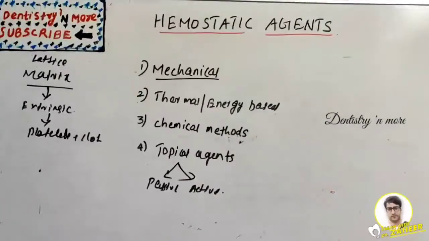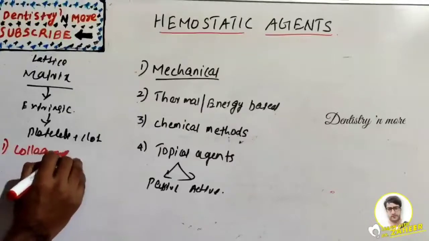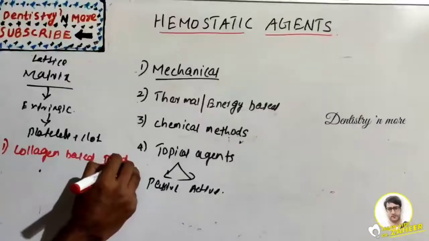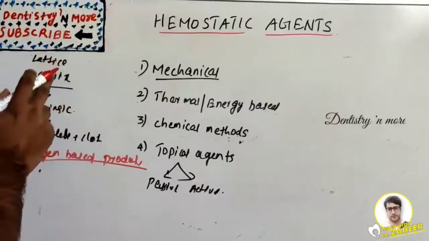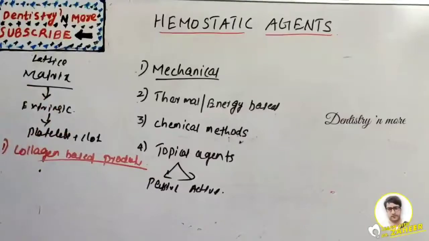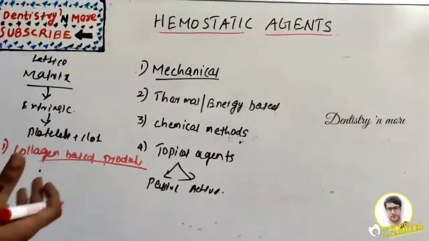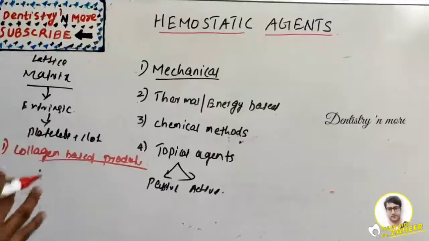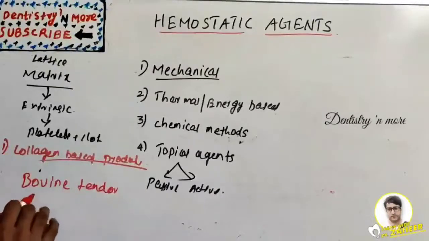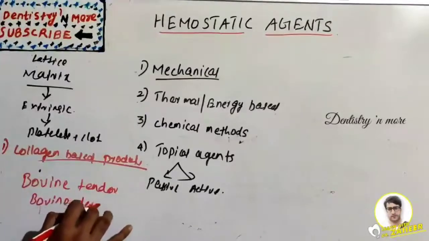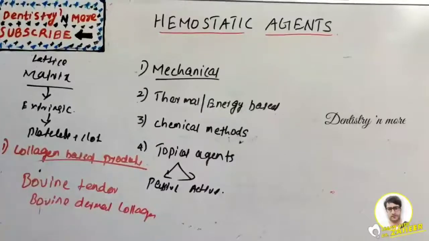So we have the first one, collagen based products. These products are activated on contact with bleeding, and they provide a stable matrix for clot formation, which enhances platelet aggregation, degranulation, and release of clotting factors. They are basically derived from either bovine tendon or bovine dermal collagen. So this is derived from one of these materials, that is bovine tendon or bovine dermal collagen.